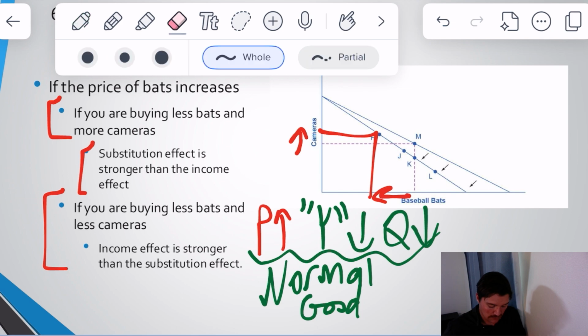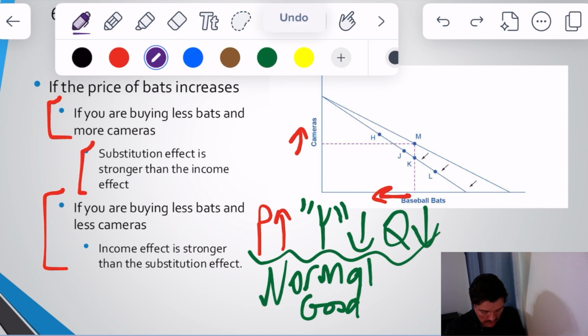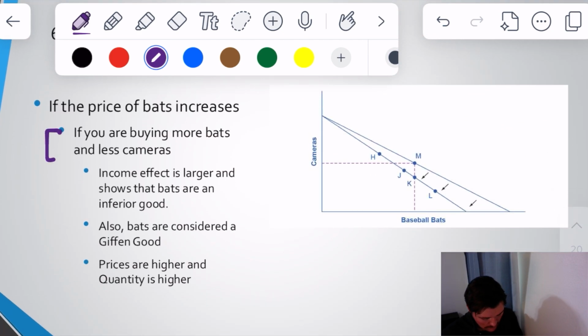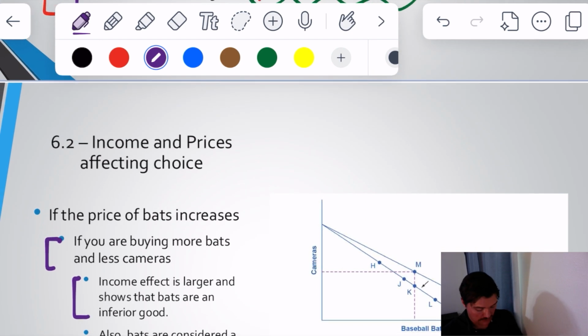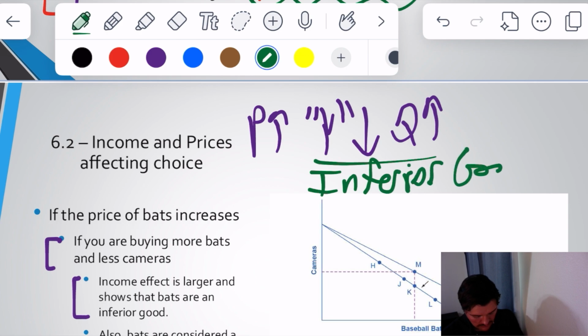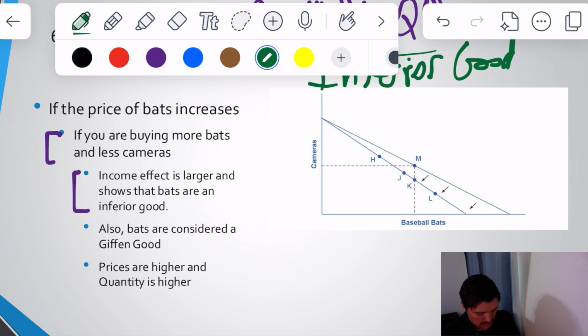So if you're not at H and you are at point J, this means that the income effect is stronger than the substitution effect because you're buying less of both, and both are normal goods. Okay? If you're buying more bats and fewer cameras, this is saying that the income effect is larger and that the baseball bat is an inferior good. Again, prices are higher, so your purchasing power is lower, but then you buy more of something. This indicates an inferior good. It seems counterintuitive, but that's what's showing us that the income effect is larger.